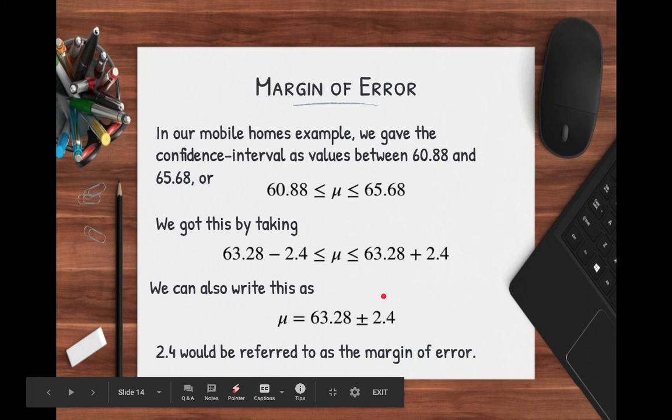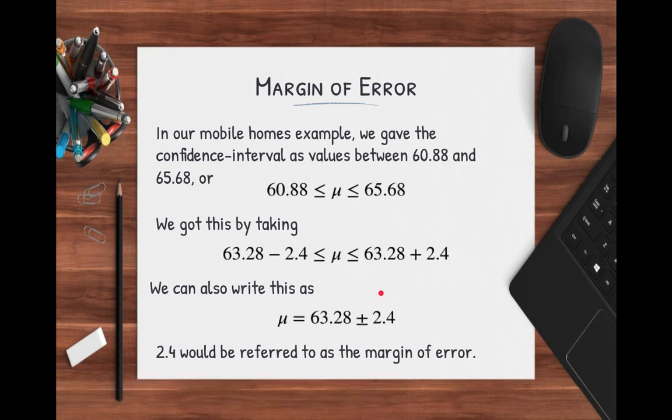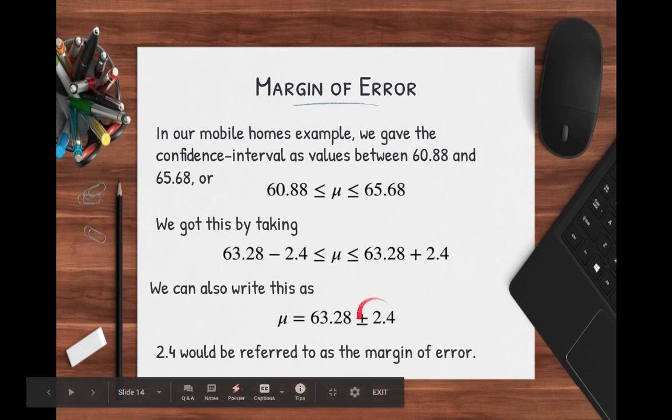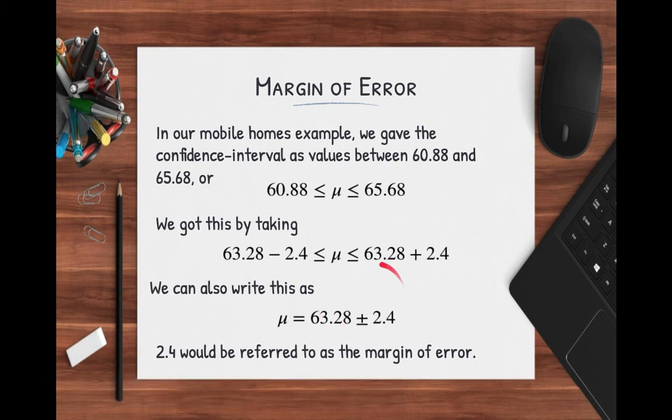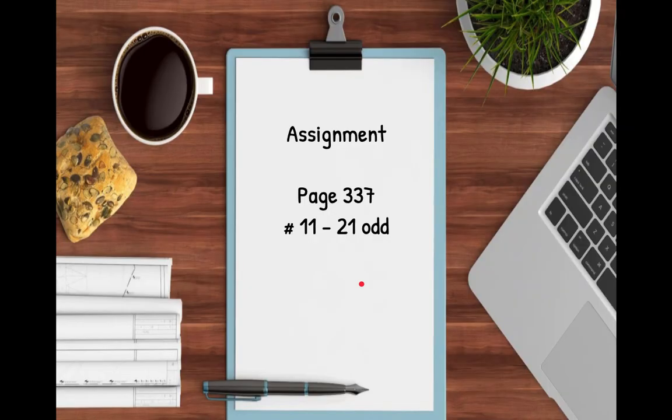So the range of data between 60.88 and 65.68 is actually going to be 4.8. But the margin of error is 2.4. It's half of that because we're going off of my point estimate. 2.4 either way, we got that little leeway. So here are some problems for you to explore.